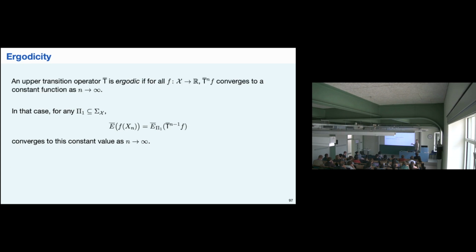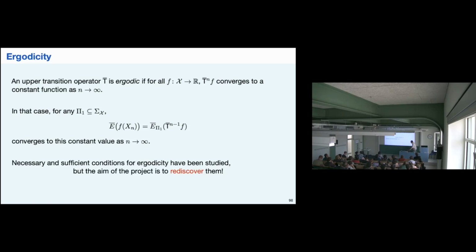Now, we have something similar in the imprecise case. So if you have an upper transition operator, you can again say that it's ergodic if, for any function f, the nth iterate of this upper transition operator eventually converges to a constant function. And this is relevant for the same reason. In that case, it doesn't matter what our set of initial models is. The upper expectation of this function f of X_n will always converge to the constant value of this function. So that's why you might be interested in this.